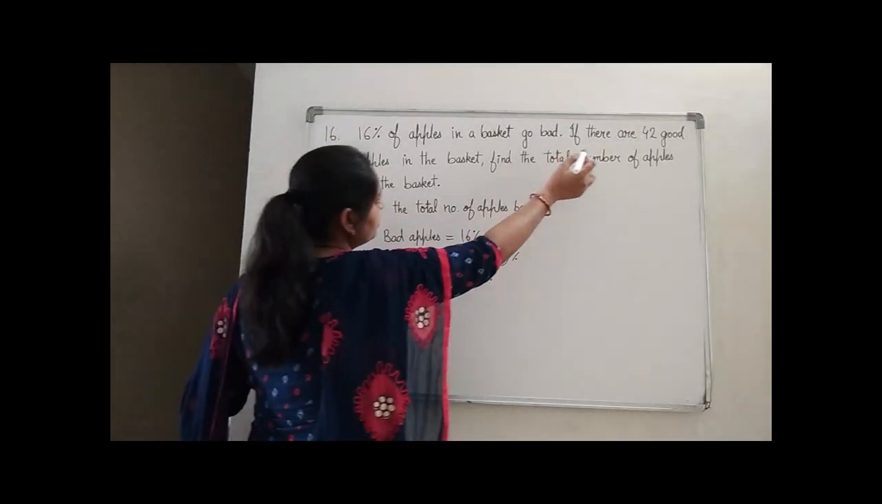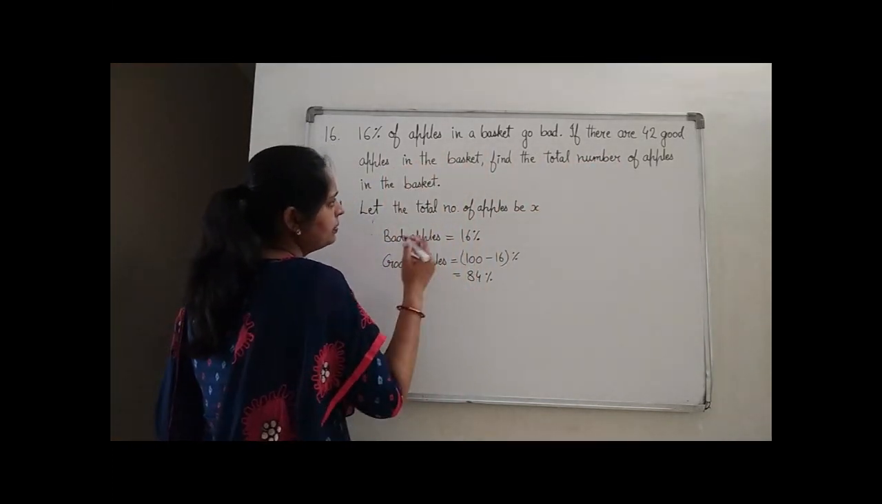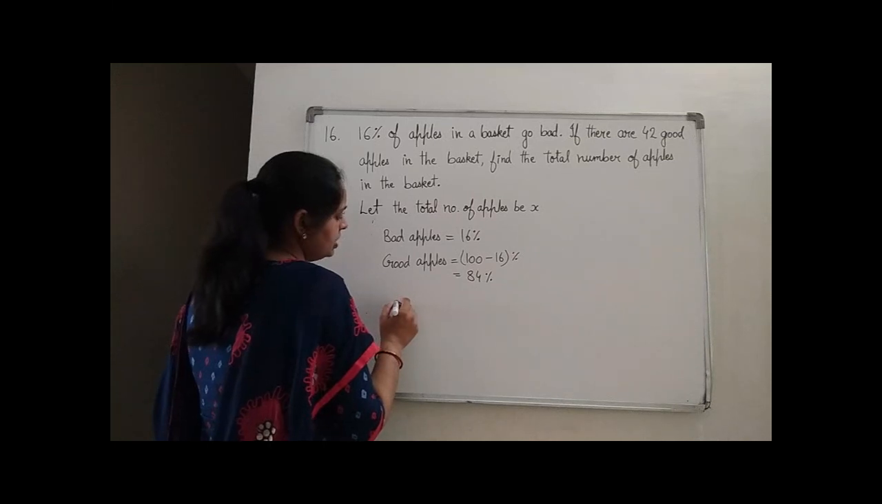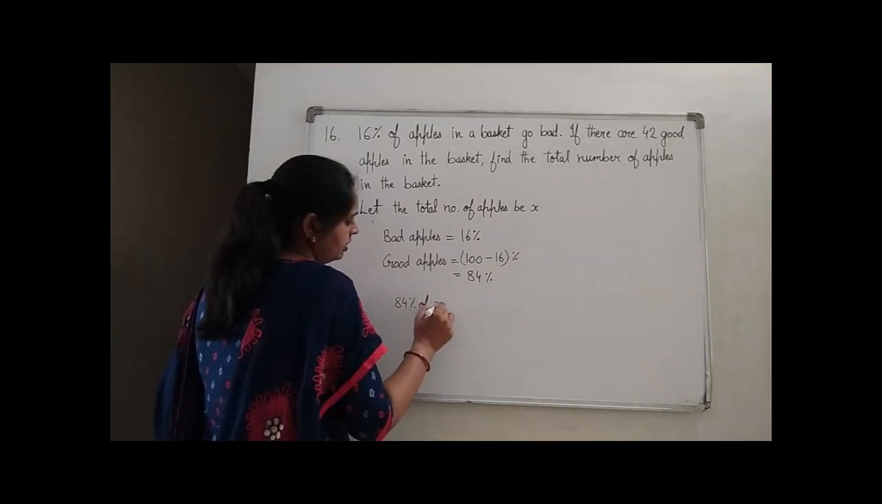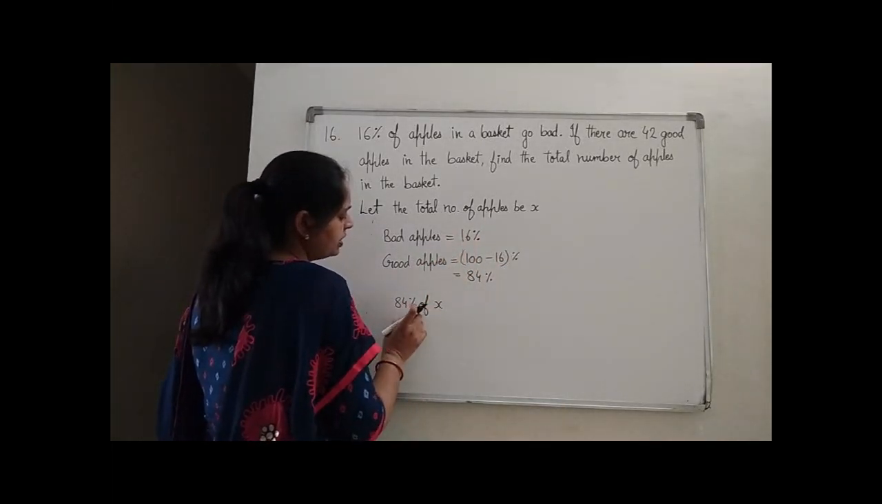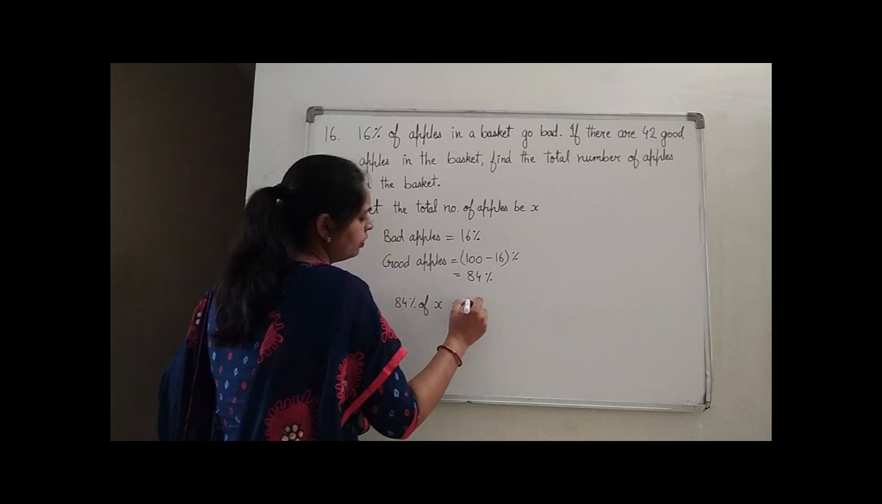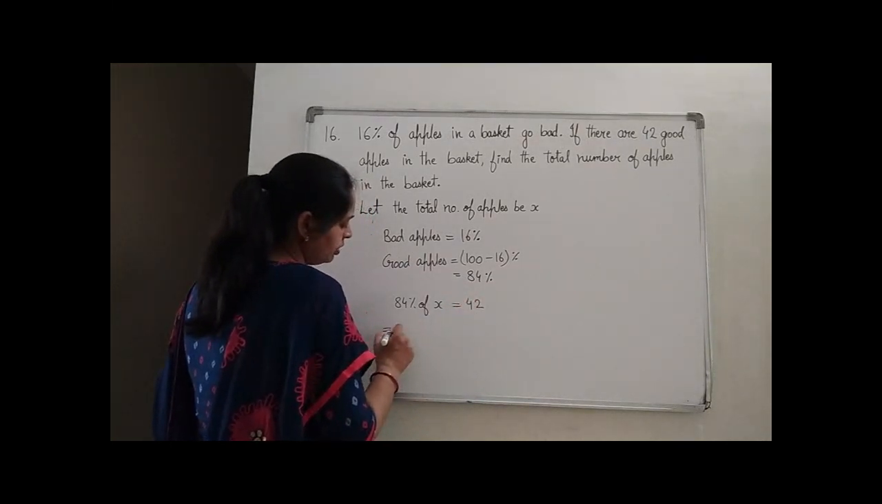And if there are 42 good apples in the basket, it means the total number of good apples is 42, which means 84% of x. What is x? x is the total apples. So 84% of x is how much? 42 in number, right? So from here we can get the total number of apples.